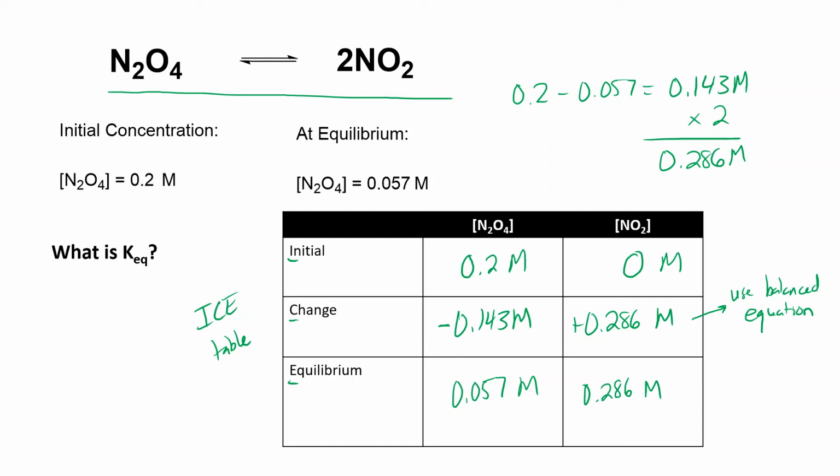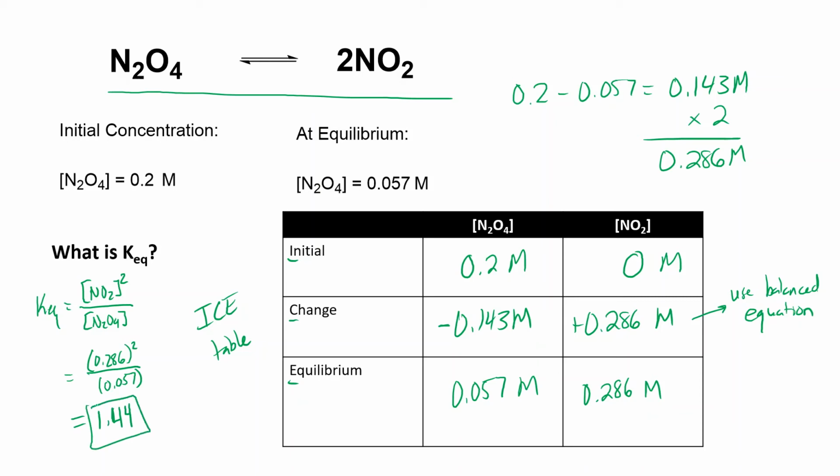Now, to calculate KEQ, first we need a KEQ expression, which we haven't come up with yet. But if you're thinking ahead, I'm sure you've got it: products over reactants. Now we just plug in our equilibrium concentrations. Our equilibrium concentration of our product is 0.286, so that squared divided by 0.057 is going to give us our KEQ. In this case, we get a KEQ that's pretty close to 1.44 if you calculate this whole thing out. So that's our KEQ there.